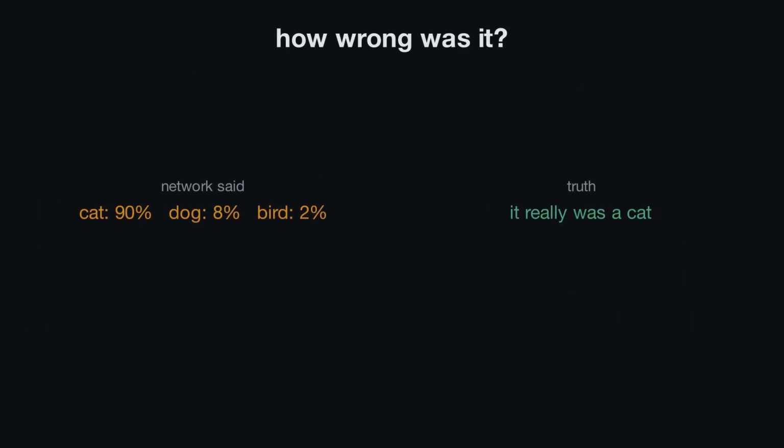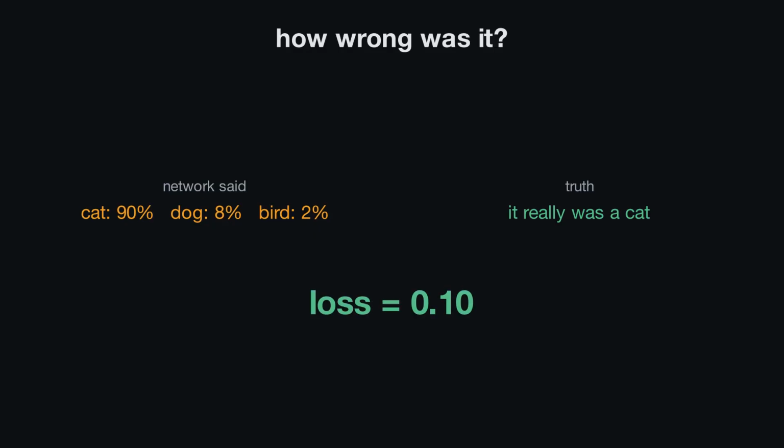There is one last step. We compare the network's answer to the real truth. The loss is a single number that says how wrong we were. When the guess is close to the truth, the loss is small. When the guess is far off, the loss is large. Small loss is good, big loss is bad. This one number is the target the network will chase. The whole goal of training is to make this number as small as possible.